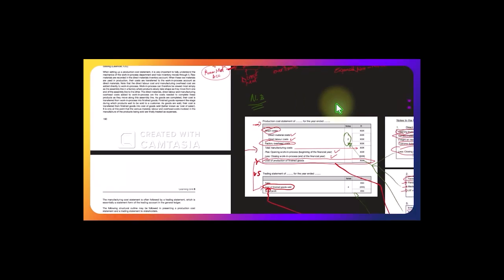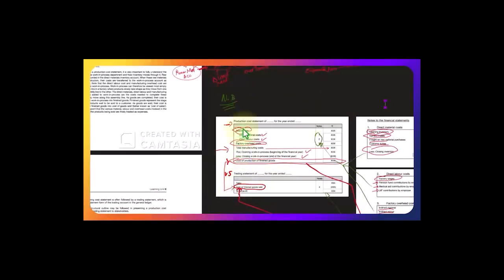Okay, the second part of this learning unit covers the production cost statement. So you have the production cost statement as well as, like I said, the trading statement. The trading statement is just a small statement that talks about the sales minus the cost of the finished goods sold, not the finished goods produced. Just look at the difference here. The cost of finished goods sold then provides us with the gross profit. So that's the whole statement: sales minus cost of finished goods sold gives you the gross profit.